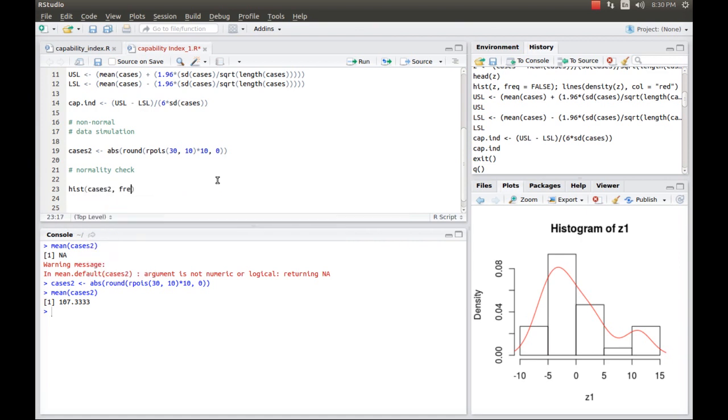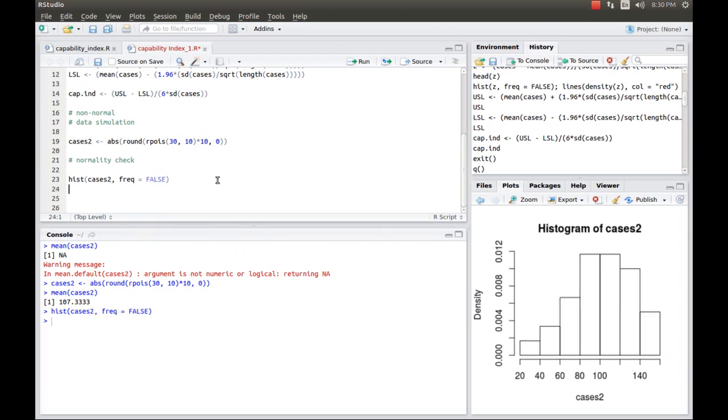SS2 frequency, I don't want the frequency, make it false. Then press enter. Yes, of course, it seems to be abnormal. It's not normal, like I don't know whether I can call it that, but something non-normal. Lines density, cases 2, then make the color red so that it looks distinguished. You can use any color, green, gold, whatever it is.